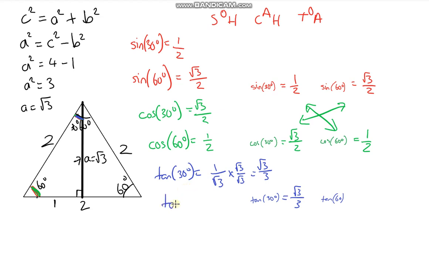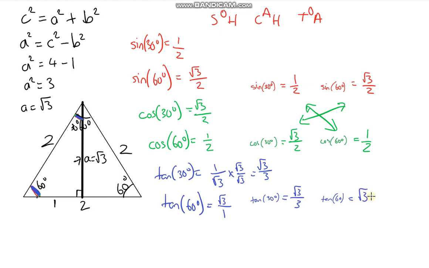Okay, and then finally, tangent of 60 degrees. From our 60 degree angle, tan is opposite over adjacent. So opposite is root 3, and adjacent is 1. So root 3 over 1 is just root 3.